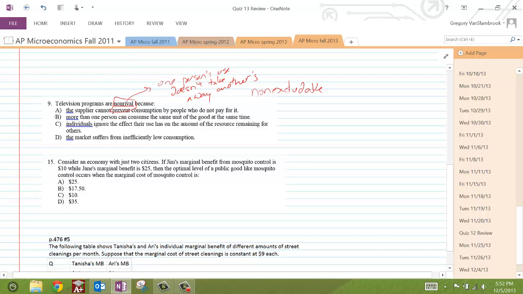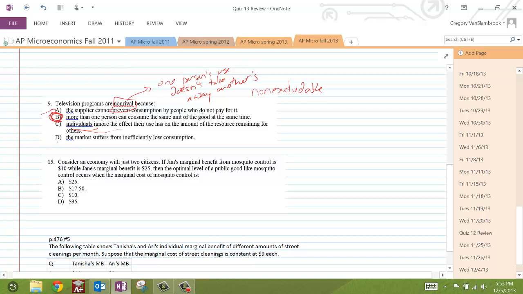And so out of our choices here, the supplier cannot prevent consumption by people who do not pay for it. No. More than one person can consume the unit of the good at the same time. That sounds right. Let's double check. Individuals ignore the effect their use has on the amount of the resource remaining for others. They might, but that's not what makes it non-rival. Whether or not the individuals ignore the effect is not really what being non-rival is all about. And then D, the market suffers from inefficiently low consumption. Now that wouldn't be the case because if you have a non-rival good, it may or may not be inefficiently low, maybe inefficiently high. So B is our answer.